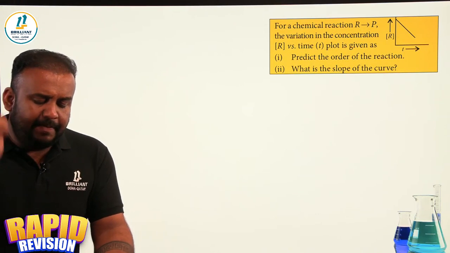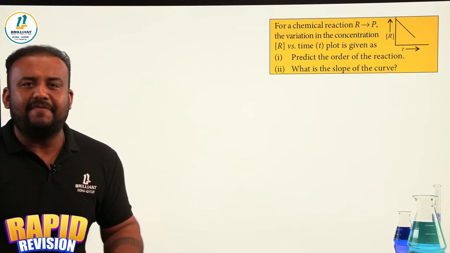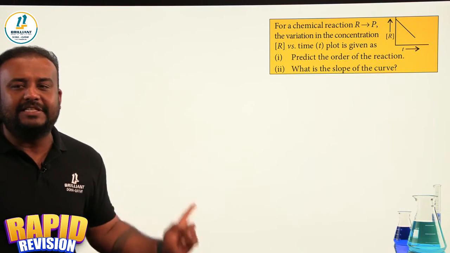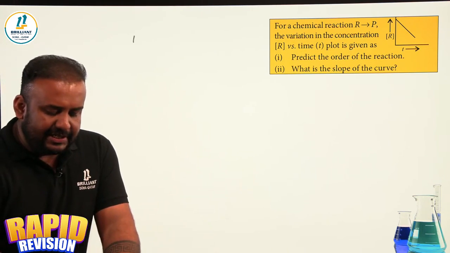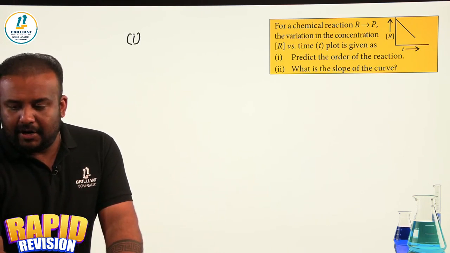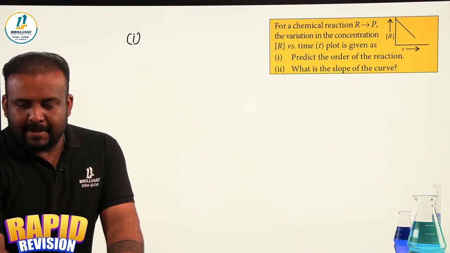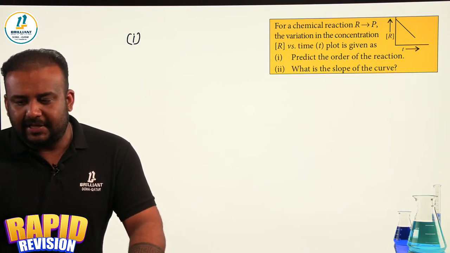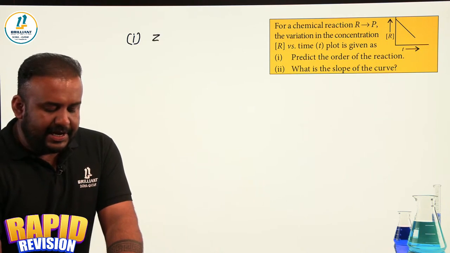For a chemical reaction, predict the order of the reaction. Come on, look at the graph. Look at the coordinates. It's R versus T. Which order is this? Concentration of R versus T. Yes, it is zero order.